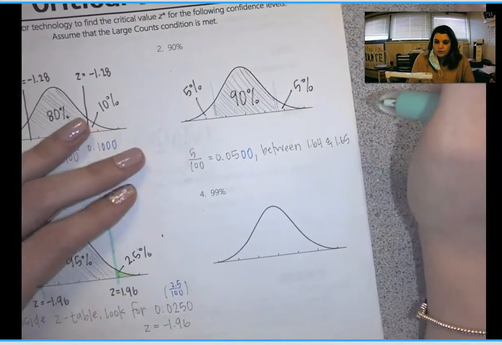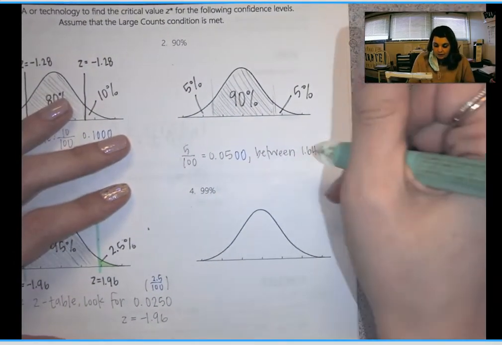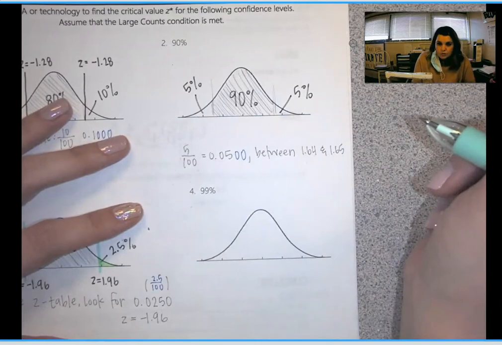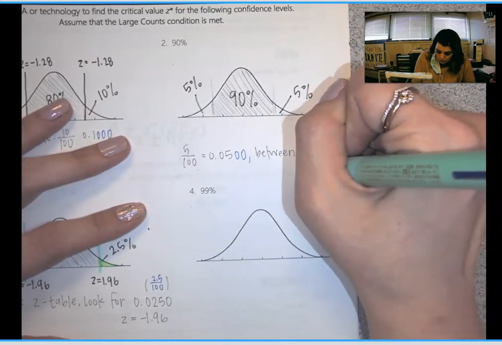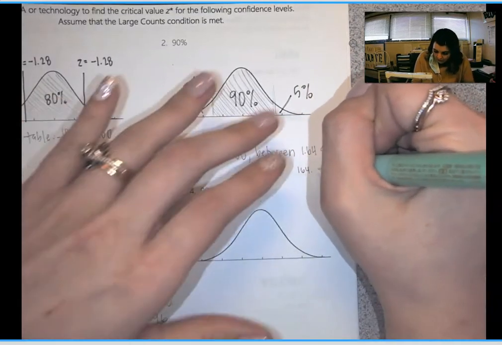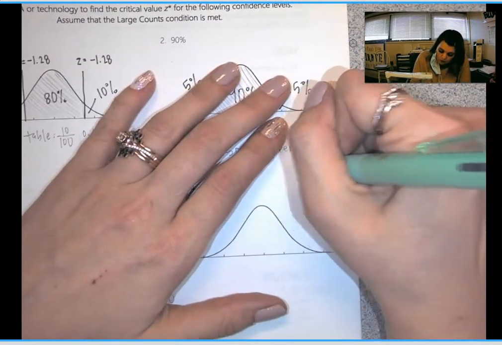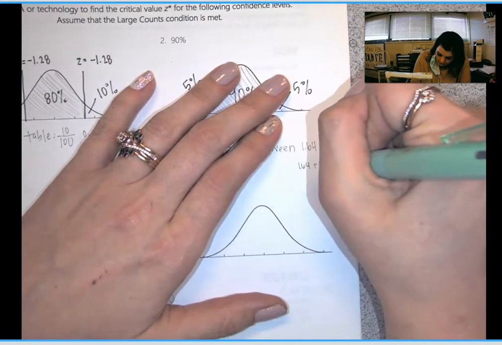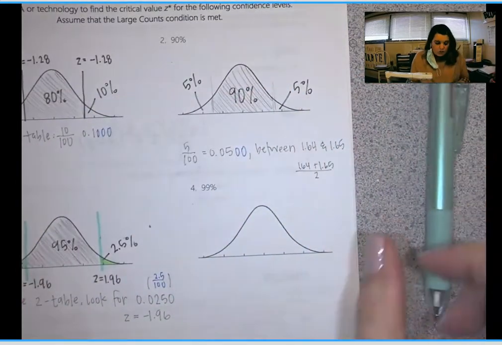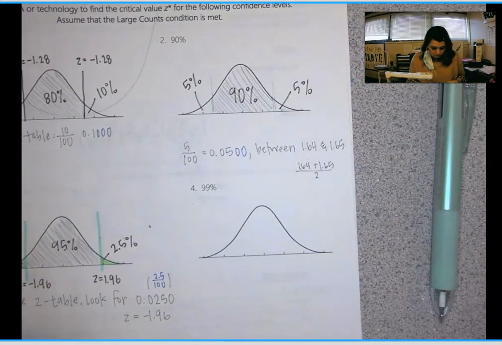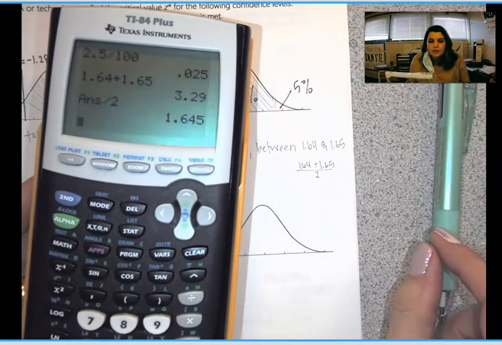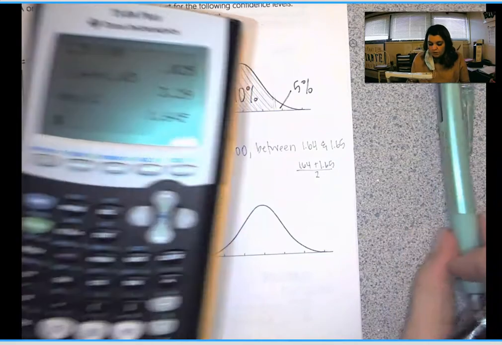So what you do to find out what the actual value is, add these two and divide by 2. So 1.64 plus 1.65 divided by 2 gives us a critical value of 1.645.